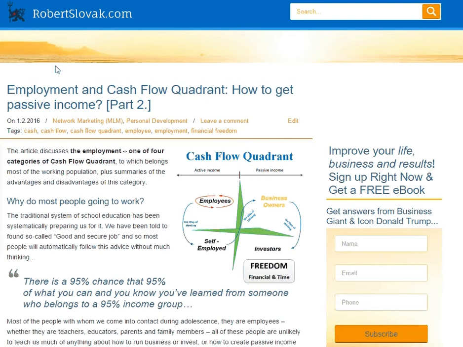In today's show I will share with you a new article named Employment and Cash Flow Quadrant, How to Get Passive Income, Part 2. This is the second part of the 5 series article which I will share with you in the course of a few weeks. The article discusses employment, one of the 4 categories of the cash flow quadrant to which most of the working population belongs, plus a summary of the advantages and disadvantages of this category.